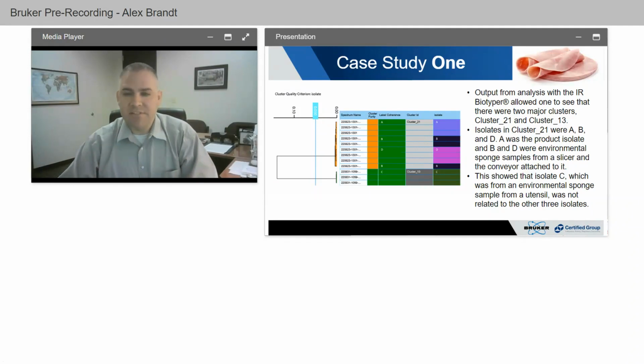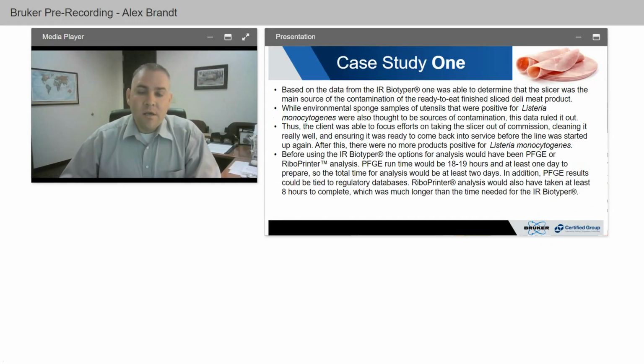This also showed that isolate C, which was from an environmental sponge sample of a utensil, was not related to the other 3 isolates. So that was also very helpful with regard to the process of elimination. So based on the data from the IR Biotyper, one was then able to determine that the slicer was the main source of the contamination of the ready-to-eat finished deli meat product. And although environmental sponge samples of utensils that were positive for Listeria monocytogenes were also thought to be a source of contamination, this data ruled it out.